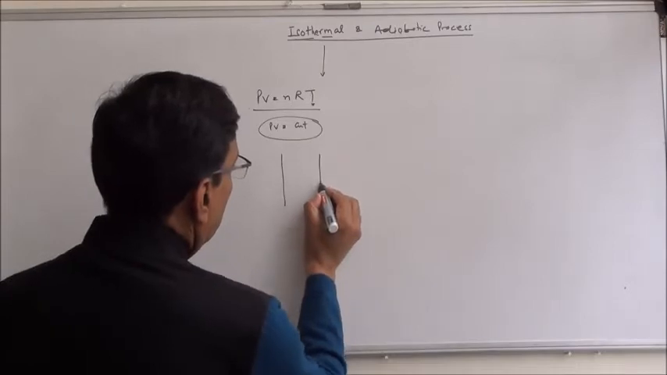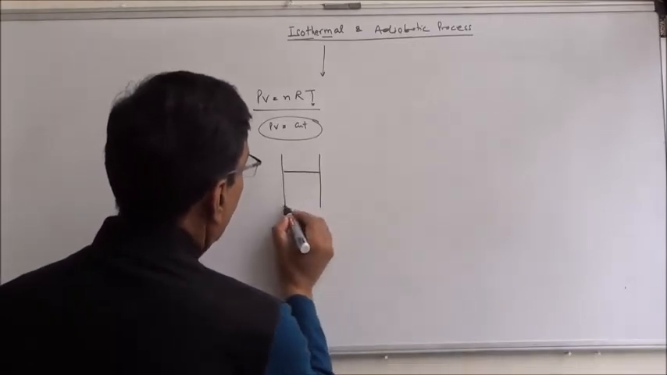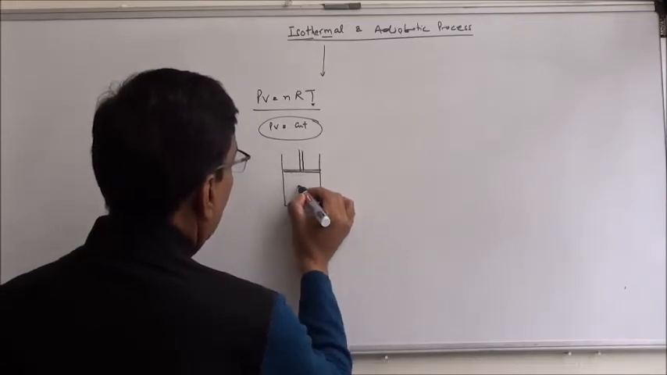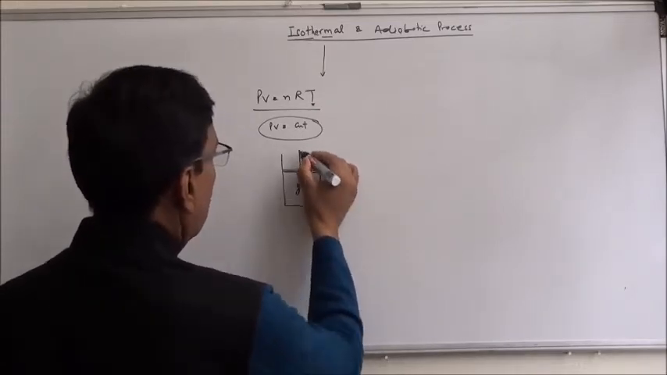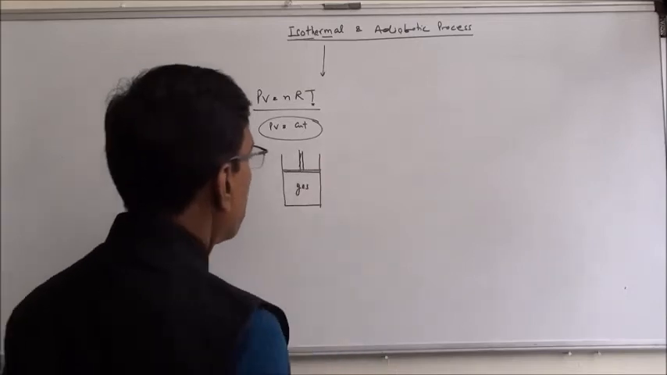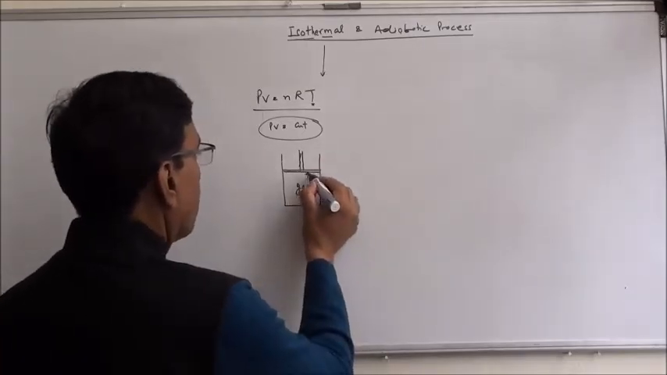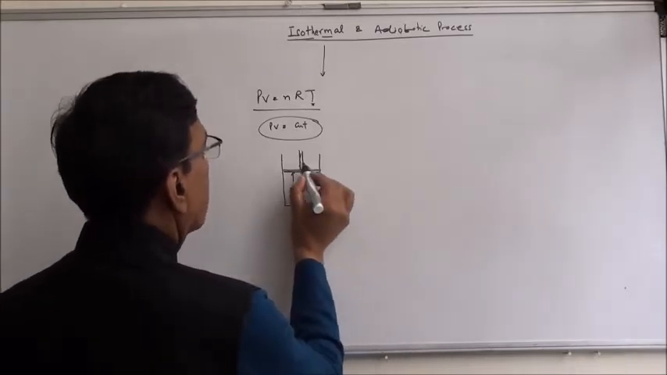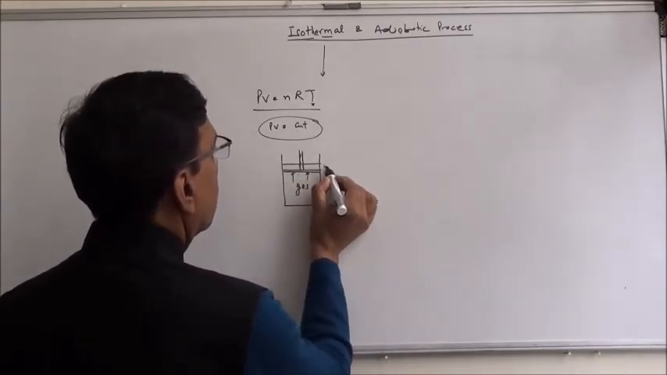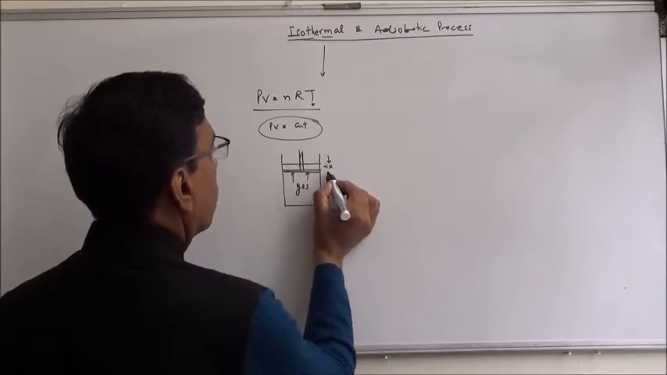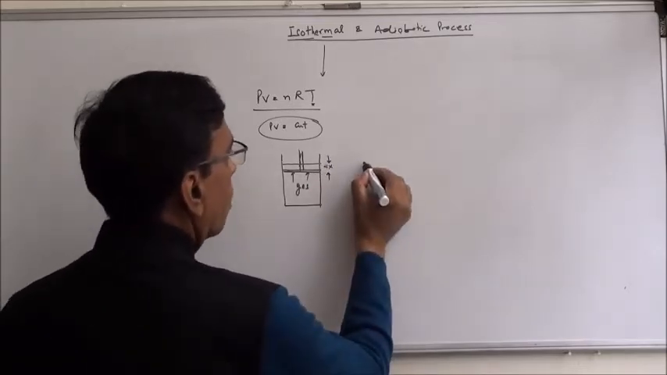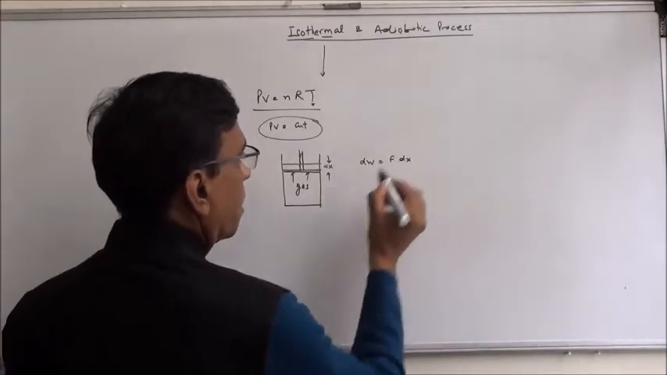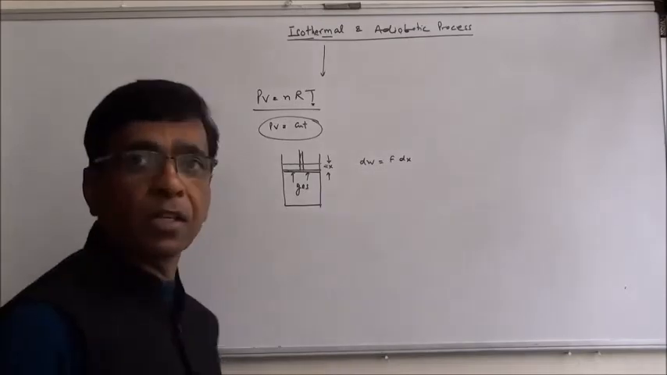First, let me write a general expression for the work done. If we have a gas in a cylinder fitted with a piston, and let me say this gas is expanding, then how do we calculate the work done? If the piston shifts up through a distance del x, work done will be force into distance. Work done by the gas we are calculating.